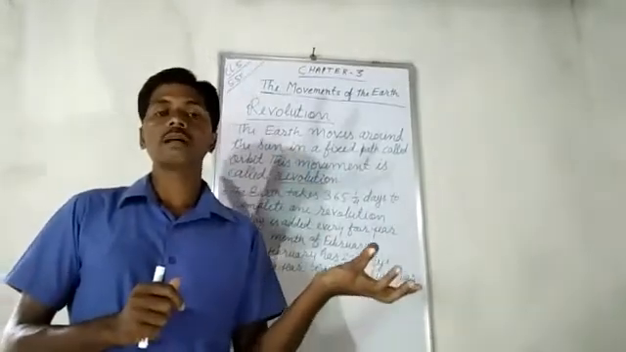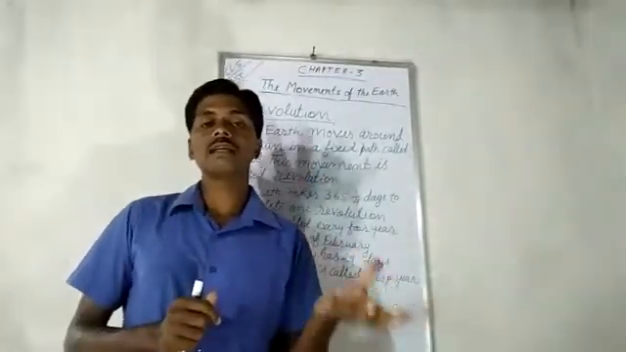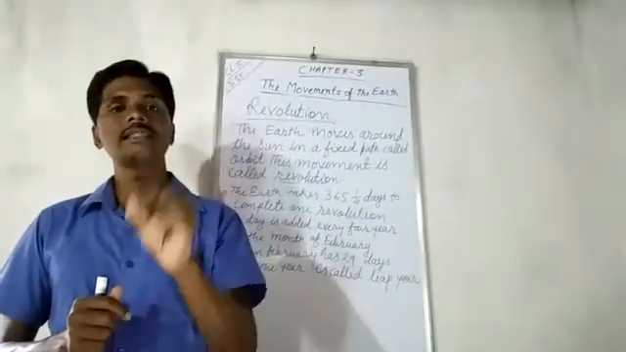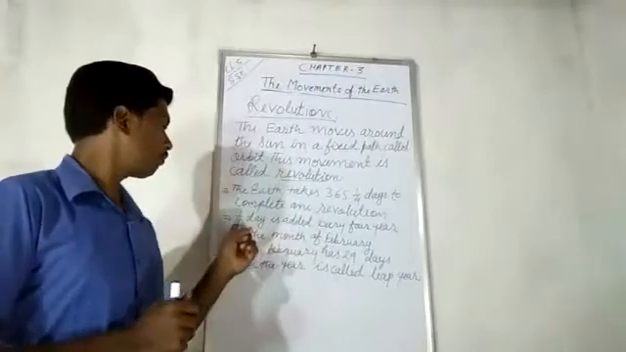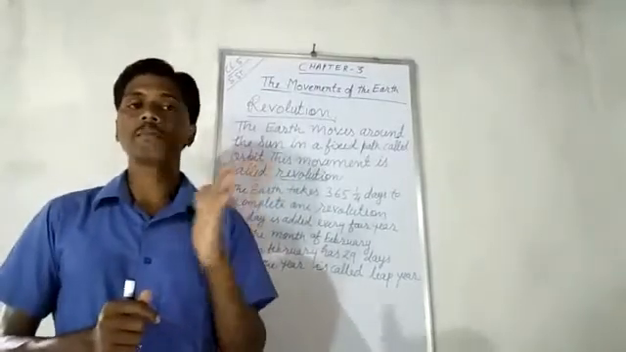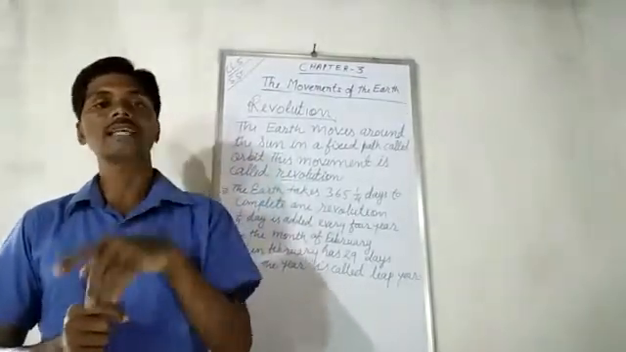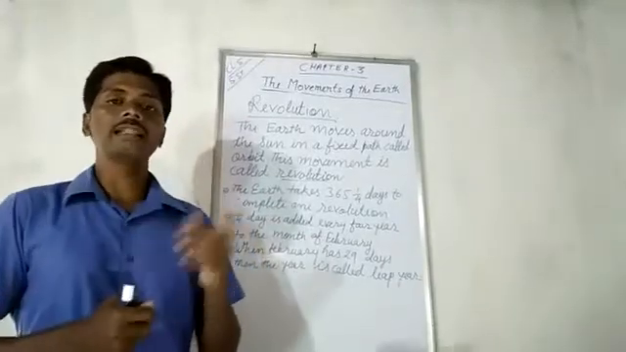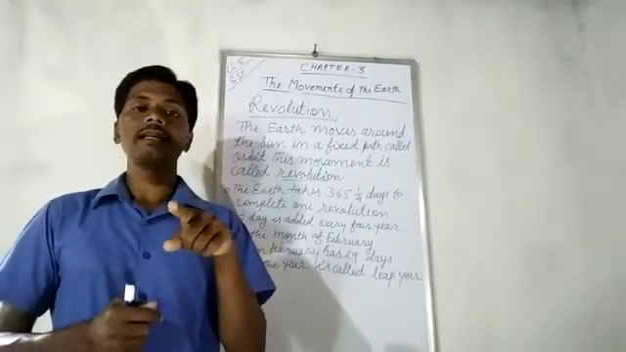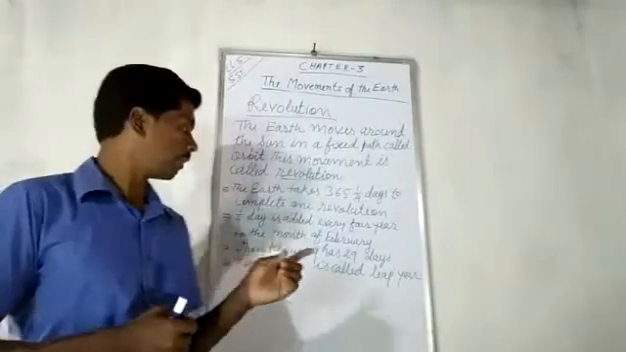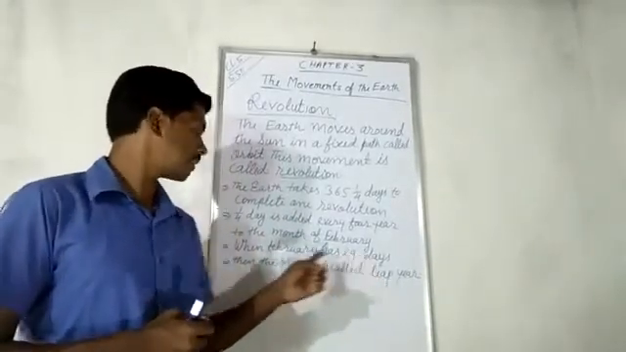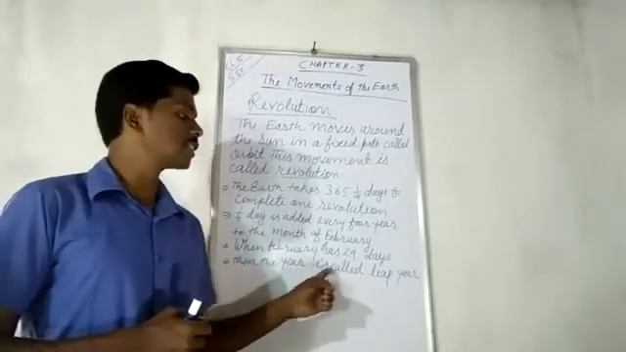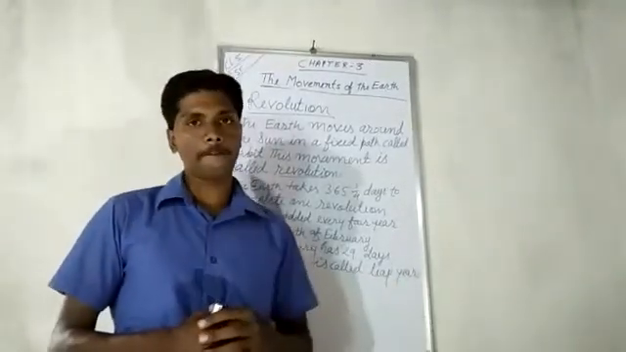Earlier, in other years, February used to have 28 days, but when this 1/4 day is added and completes 1 day, that day is added to February, and that year is called a leap year. When February has 29 days, the year is called a leap year.